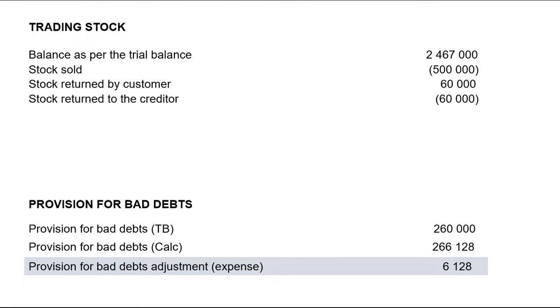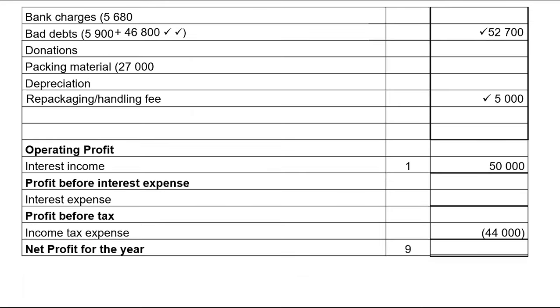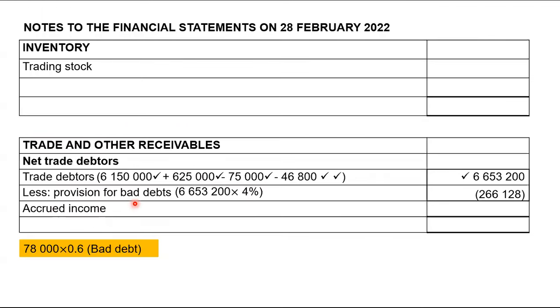Now, that 6,128, because it's an expense, I am going to record it under expenses. Please note, I'm going to write it in full. It's provision for bad debts adjustments. Don't forget adjustments. The one that we record here is provision for bad debts adjustments. Provision for bad debts itself must be recorded in trade and other receivables. It doesn't have adjustments. That's the final provision that we calculated, and that's the one you record in trade and other receivables.